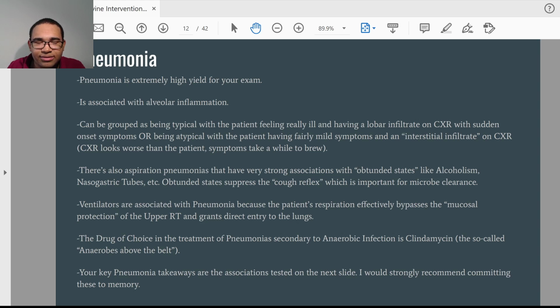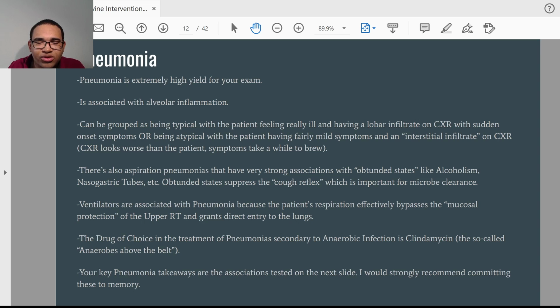And usually, typical pneumonias tend to have a lobar consolidation on a chest x-ray, versus an atypical pneumonia that tends to have an interstitial infiltrate on a chest x-ray. Again, the chest x-ray typically looks worse than the patient. And then there are aspiration pneumonias.